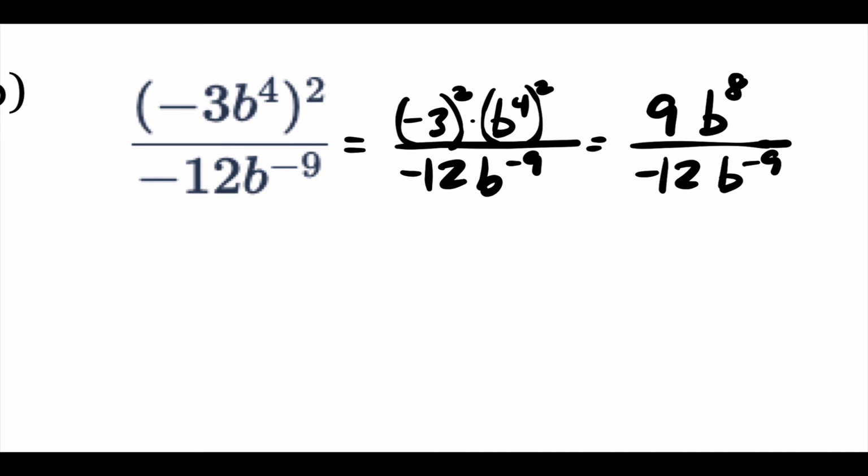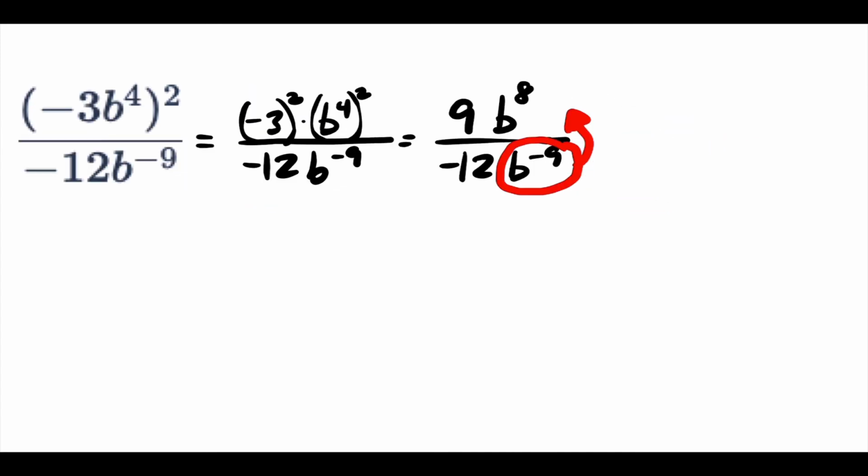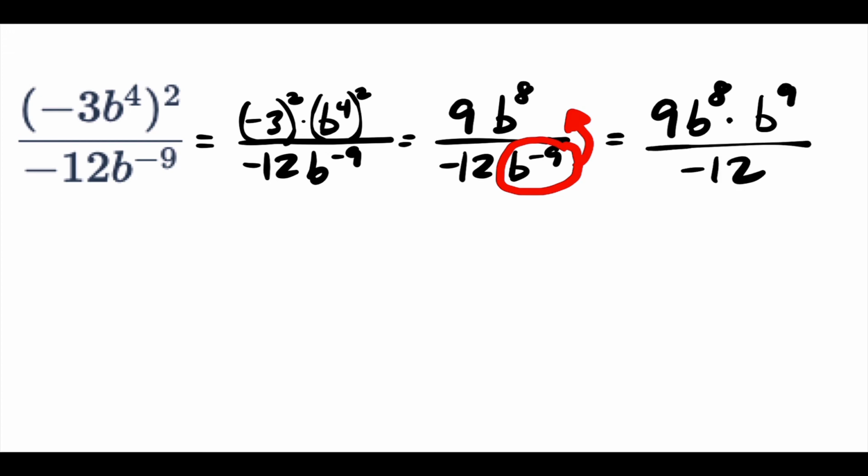Done with step 1. Step 2 says take care of the negative exponents or the 0 exponents. So the negative exponent is right here. I only have one negative exponent, so that's got to move up. So I have 9 b to the 8th. That was already there. Now I have it times b to the 9th. And then I have a negative 12 on bottom.